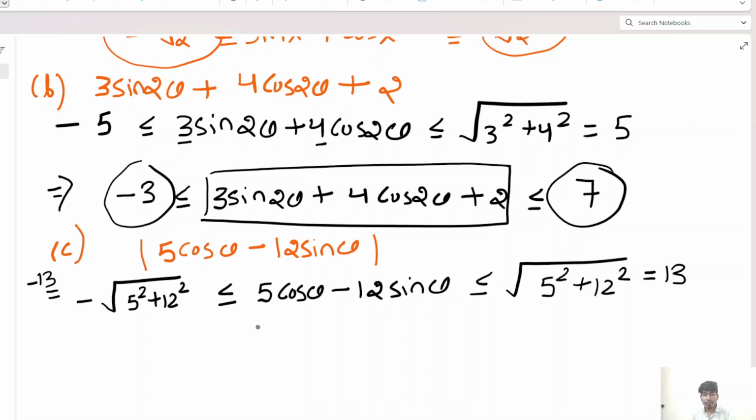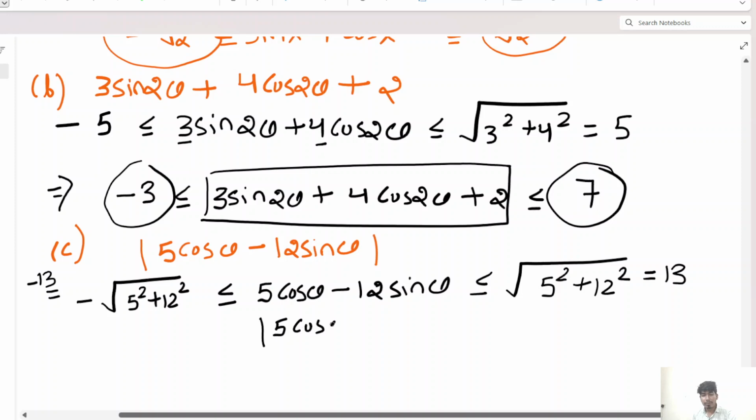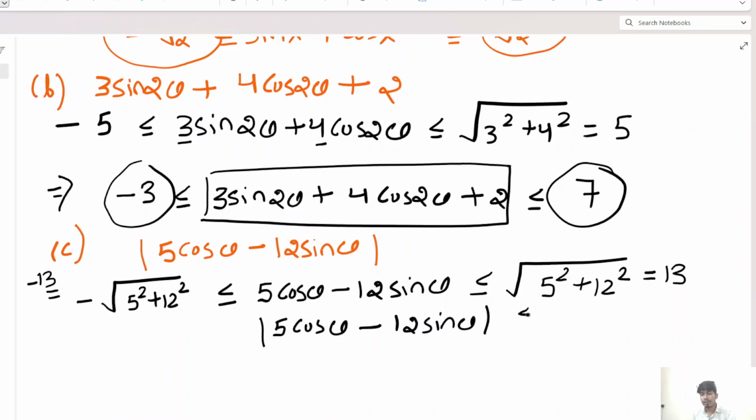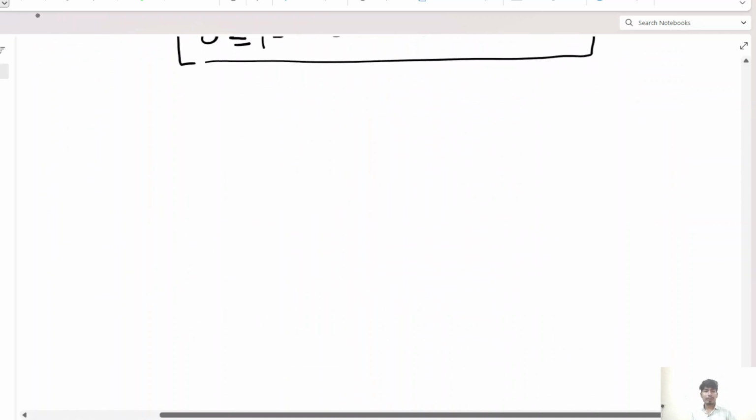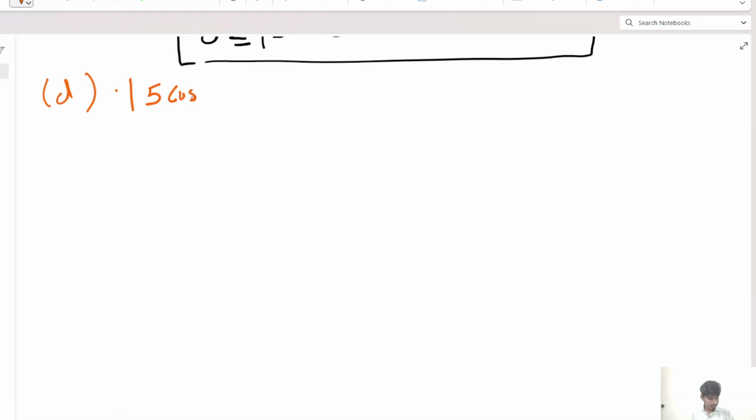Then if we take the modulus of 5 cos theta minus 12 sin theta, the maximum value of the modulus is 13. This is less than 13, but we know the modulus function is always greater than or equal to 0, so here it will be greater than or equal to 0. The minimum value is 0 and the maximum value is 13. Then our next d part is modulus of 5 cos theta minus 12 sin theta plus 12. This is our expression.